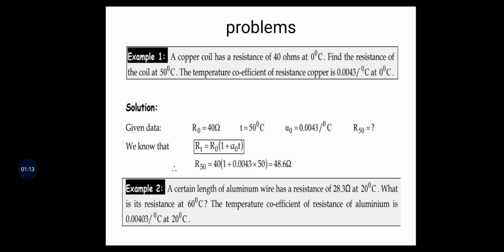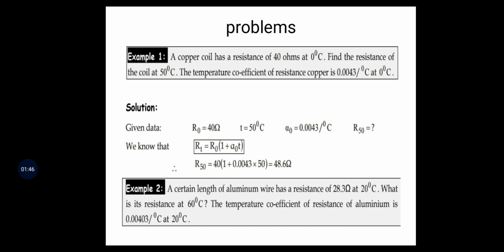So at 0 degree centigrade, we assume the resistance is R0. Here R0 equal to 40 ohms, and T equal to 50 degree centigrade. What is the resistance value of R50 here?